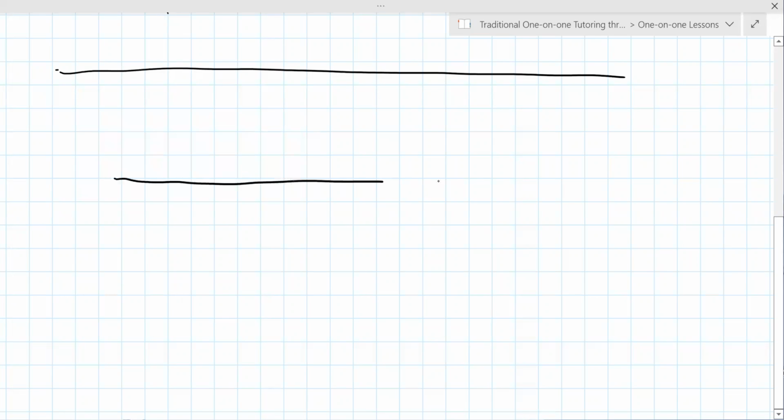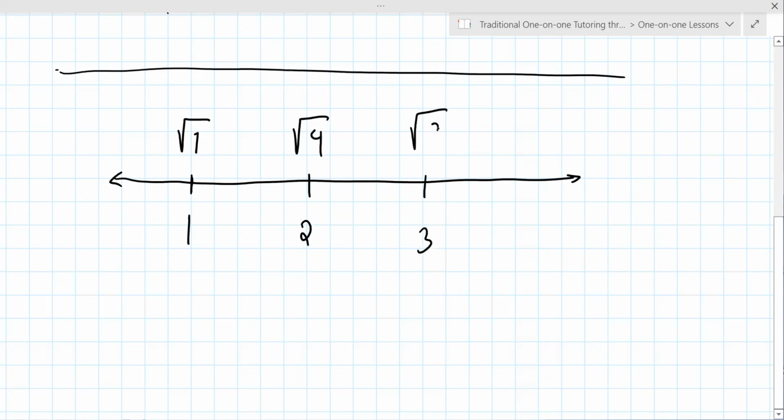Number line, let's assume that's 1. That's the square root of 1. And let's assume that that's 2. That's the square root of 4. And let's assume that that's 3, getting the right spacing. That's the square root of 9.